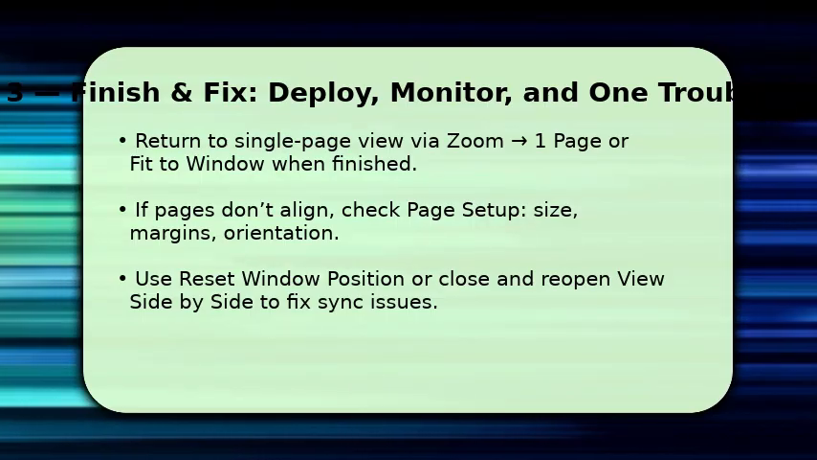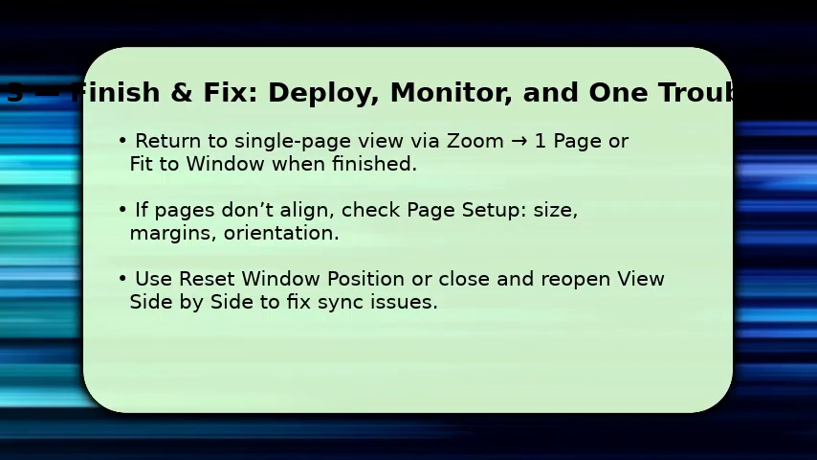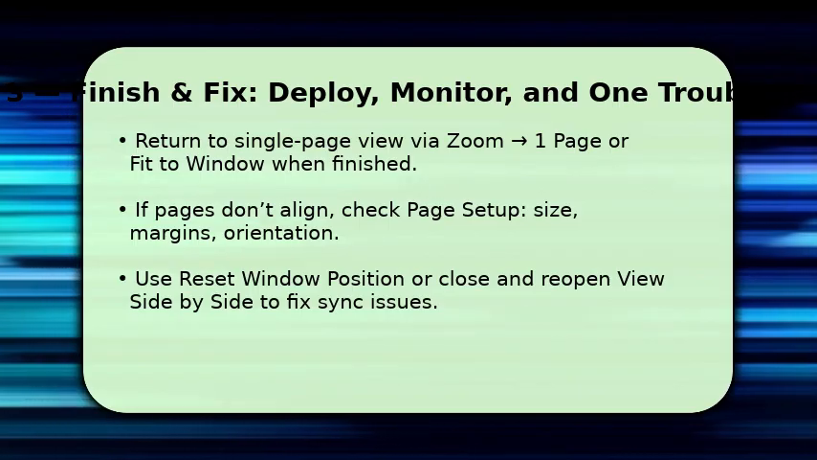If pages don't line up, check page setup for inconsistent paper size, margins, or orientation. That's why alignment fails. If View Side by Side loses sync, click Reset Window Position or simply close and reopen the command. That restores synchronous scrolling.